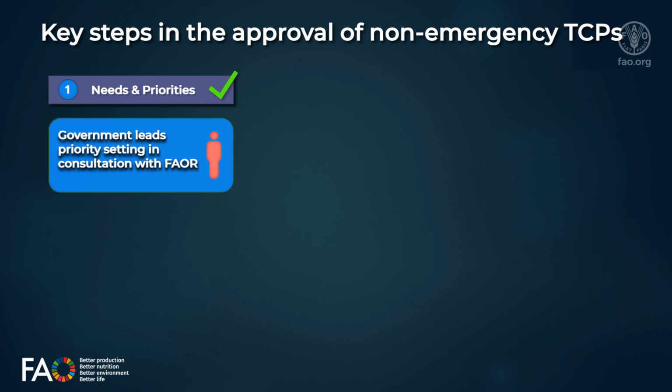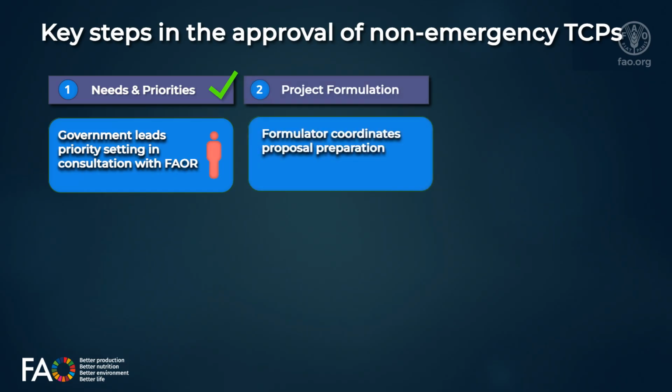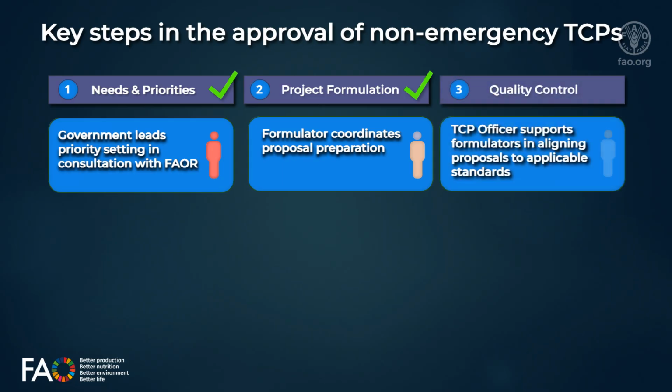For national TCPs, formulation is coordinated by the FAO representative, who is supported by members of their team and a lead technical officer in the drafting of a proposal. For multi-country TCPs, the coordination role is assumed depending on the country coverage, as explained earlier, and supported by relevant team members from the responsible office. Throughout the formulation process, TCP officers support formulators with the alignment of proposals with applicable policies and procedures.